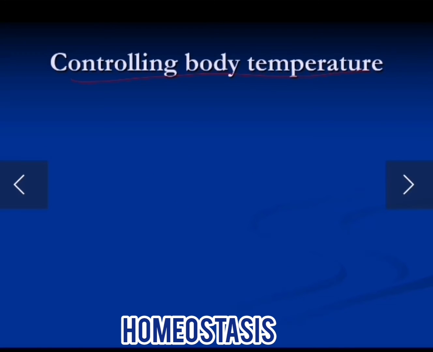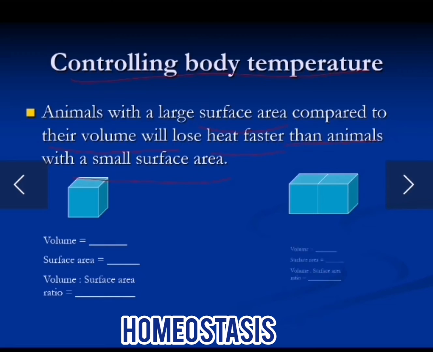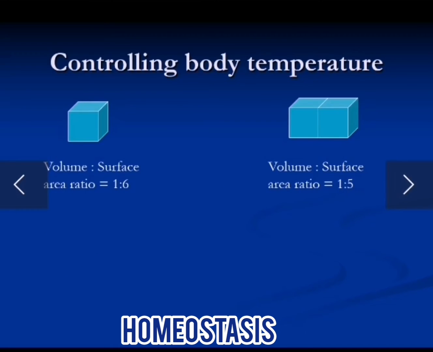Controlling the body temperature. An animal with a large surface area compared to its volume will lose heat faster than an animal with a smaller surface area. We have the relation between volume and surface area. So, when the volume is bigger, the surface area is smaller. When the volume is smaller, the surface area becomes bigger.